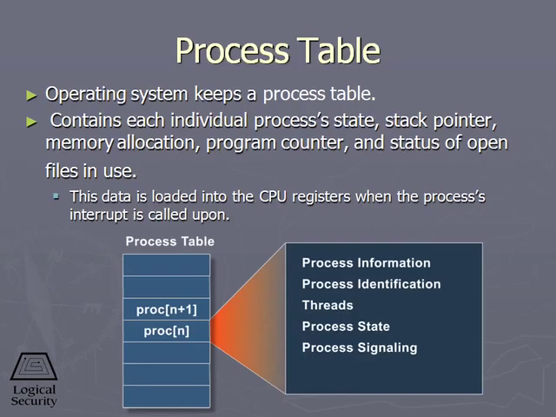Processes are maintained in what's called a process table. This is a table that the system maintains to keep track of the processes that are currently being managed by the operating system. Remember, truly, only one thread can be worked on at any point in time. So we have to keep track of all the processes while they're waiting their turn in the CPU itself.